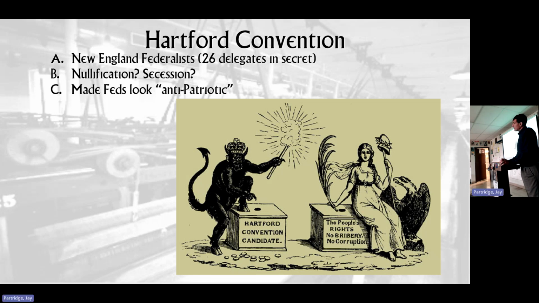But that meant nullification was still around. The next time it would be brought up would be 1833, and that would nearly take down the Union when Andrew Jackson was president. It didn't because Andrew Jackson was president.